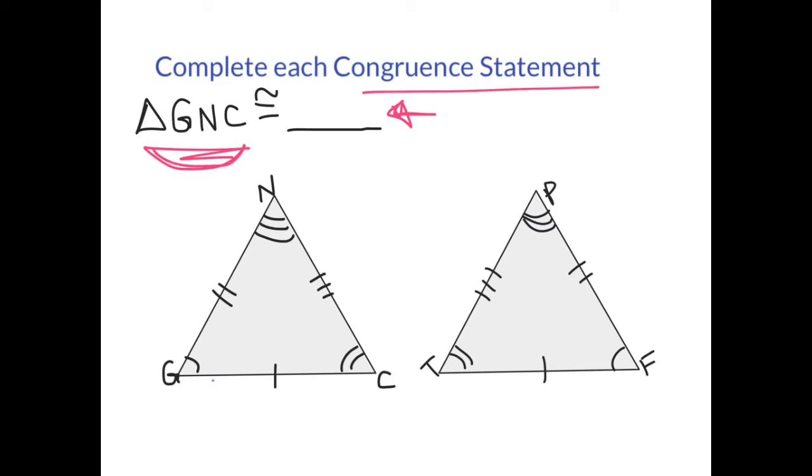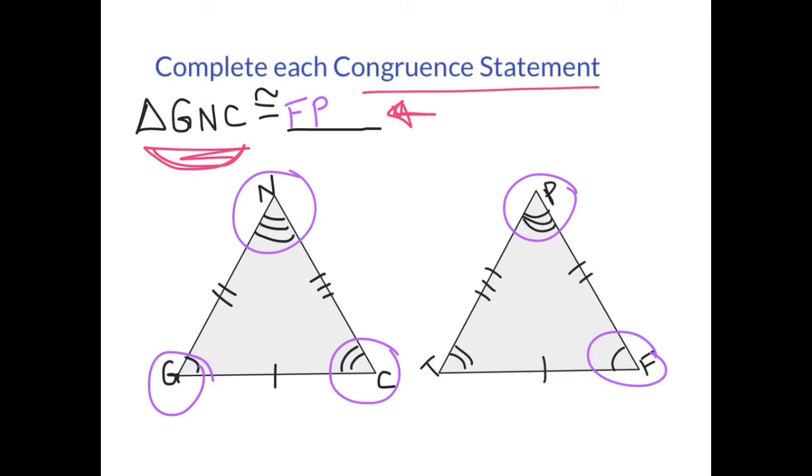So if we have G, it's got the single arc, matches with F with the single arc, that's gonna go first, just like G did. Then the N has 3, P also has 3, and they are both up top, so P is gonna go next. And then C is the last one with 2 arches and 2 arches, so the T is going to go there. So our finished congruent statement, and it looks like I'm missing my triangle, so let me go back and write that with enough space. So triangle FPT. So my congruent statement is triangle GNC is congruent to triangle FPT.